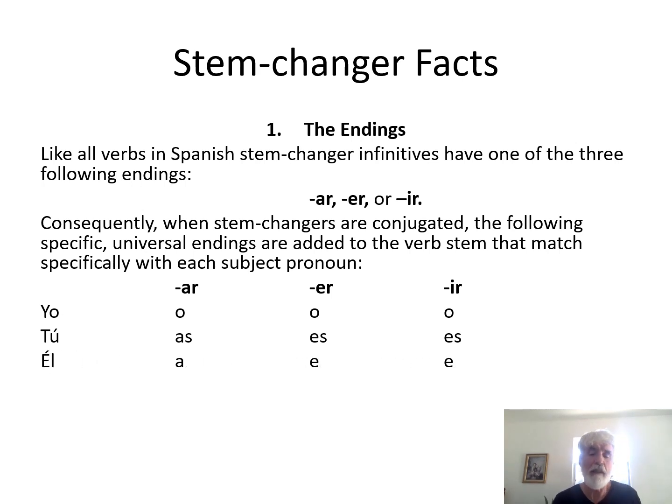What about the él, ella, as well as the usted form? What is the universal ending we add onto the stem? In the case of an AR verb, we add an A. And what about ER and IR? We add the letter E. What about the subject pronoun nosotros? What is the universal ending? Well, for AR verbs, it's amos. We add that to the stem. And emos for ER verbs, and imos for IR verbs. And finally, what about the plural subject pronoun, ellos? What is the ending we add onto the stem for AR verbs? It's an, an. And what about ER and IR verbs? It's en, en.